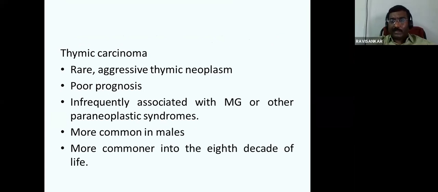You know, the thymic carcinoma is a very aggressive thymic neoplasm. Like the malignant thymoma is a benign variant, whereas a thymic carcinoma is an aggressive neoplasm. It has a poor prognosis. It is not commonly associated with myasthenia gravis or other paraneoplastic syndromes. More common in males. More common in the 80th decade of life. It is not common in the 4th or 50th decade as mentioned.